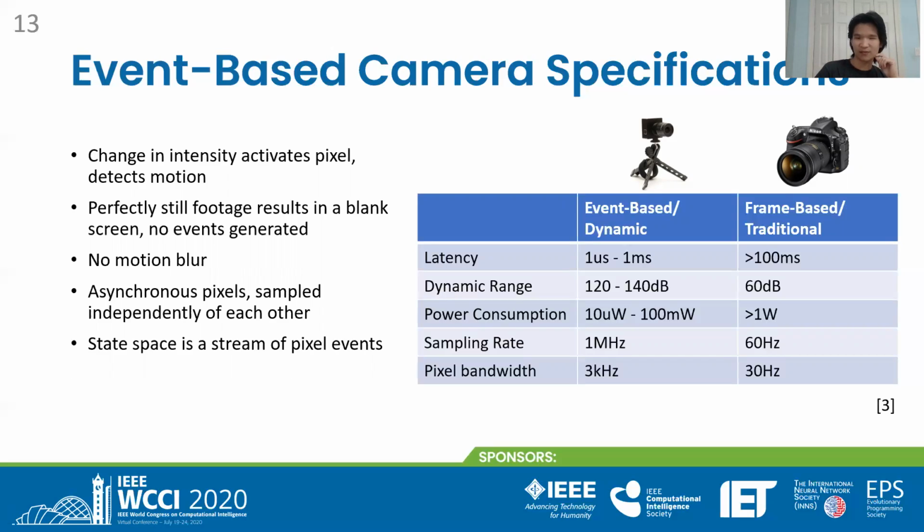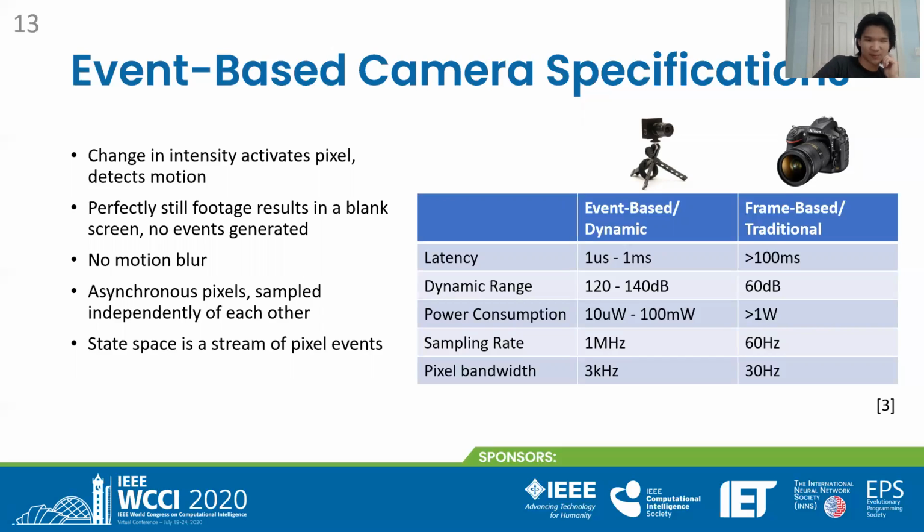Because every single pixel is able to sample independently, it's able to sample a lot faster, and this results in no motion blur. So much more data about motion can be captured with far less storage, far fewer megabytes.